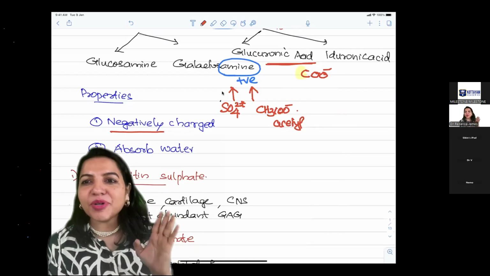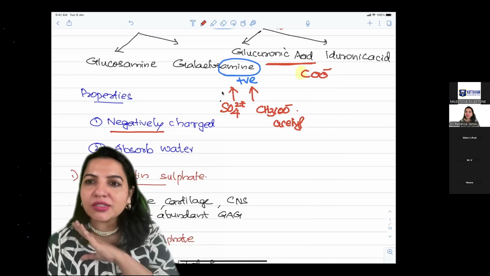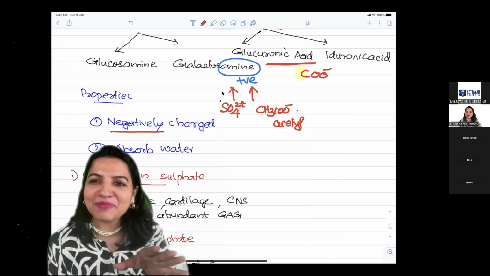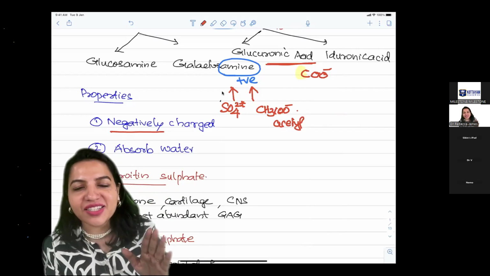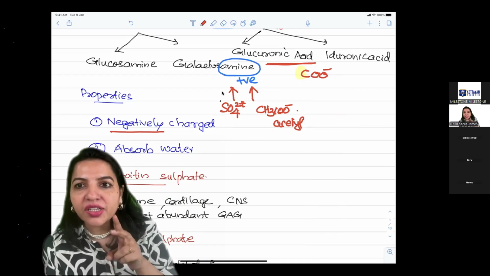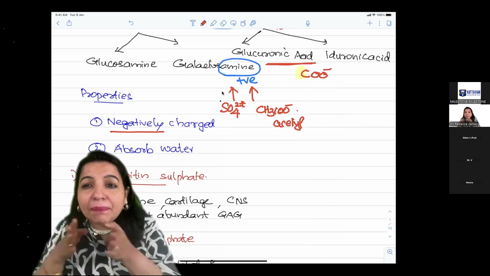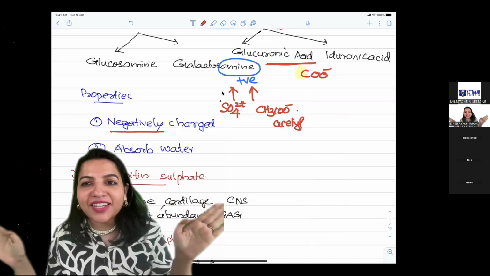Likewise, the glycosaminoglycans are also like that. It is having only one charge. That is, they are predominantly negatively charged, so they repel each other. So one gynecologist doesn't like another.